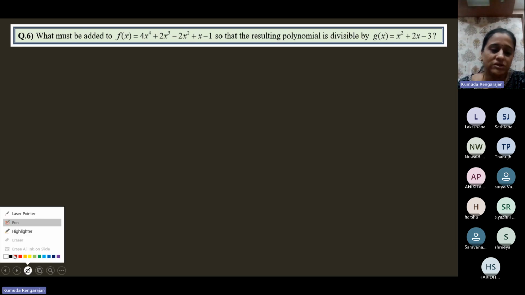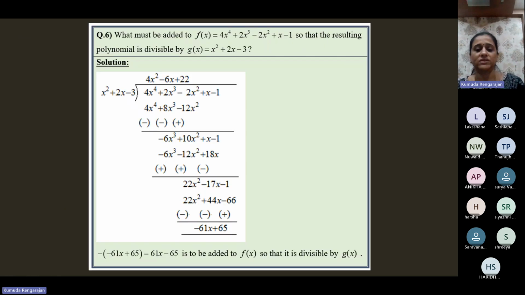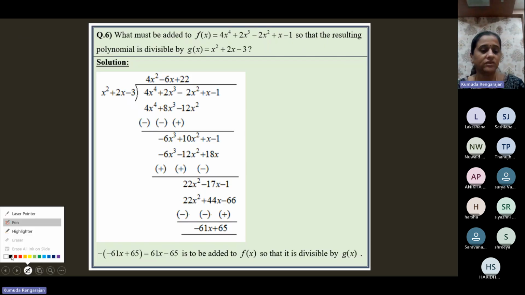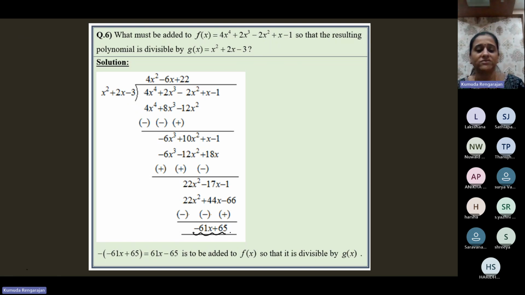And long division we saw in the last class. Try to do it by yourself. I'll present the answer. You can see here, the remainder we get is minus 61x plus 65. So what is to be added? The negative of the remainder. That is minus into minus 61x, plus, and minus into plus 65, minus 65. So this is to be added to f of x so that it is divisible by g of x.